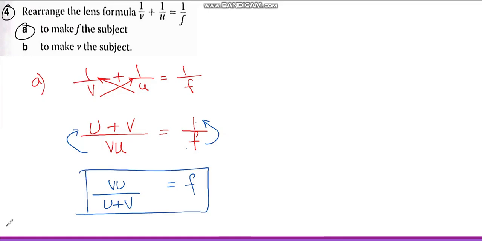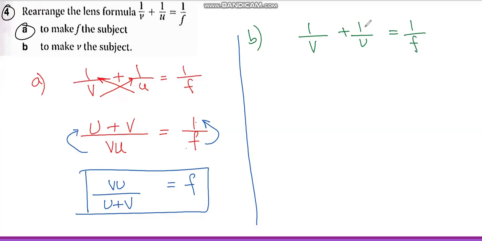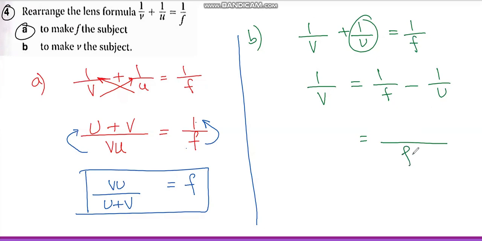In the B part, we have to make v the subject. So first of all, 1 over v plus 1 over u is equal to 1 over f. First of all, I can shift 1 over u towards the right. So I will be left with 1 over v is equal to 1 over f minus 1 over u. Again, we will use the same procedure: we multiply the denominators to get the common denominator. And on the top, we will have the difference of u and f. So u times 1 is u and f times 1 is f.